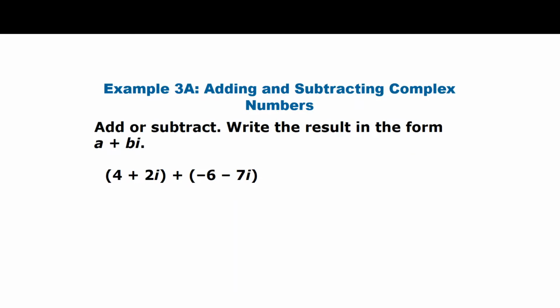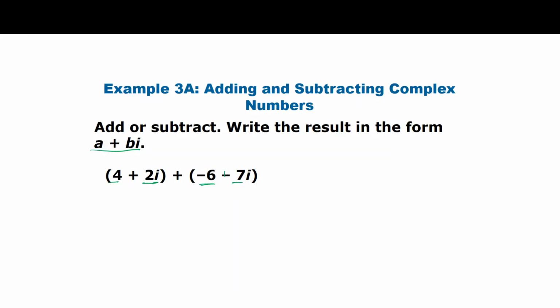Let's just look at a couple of quick examples. Adding and subtracting complex numbers: add or subtract, and here it says to add. So what we're going to do is realize that it's in a plus bi form. This is our a, this is our b, and this is our i. And they're both in a plus bi form.